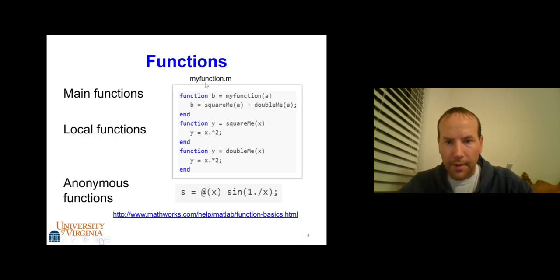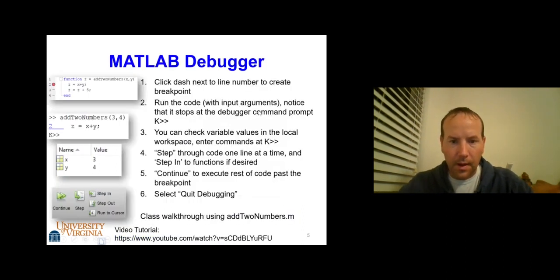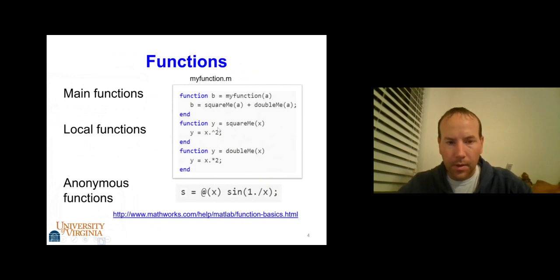You can also have more than one output variable if you encase them in brackets. So that's the basic idea of a main function. You can also have local functions, like these are two local functions that can get called within this file myfunction.m. However, it can't get called from another file. So only this myfunction can get called from another file.